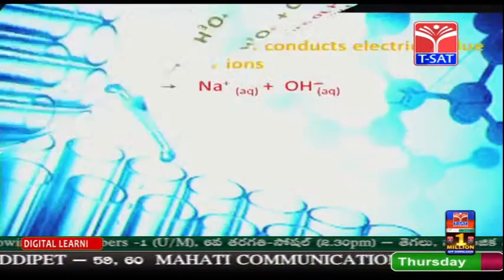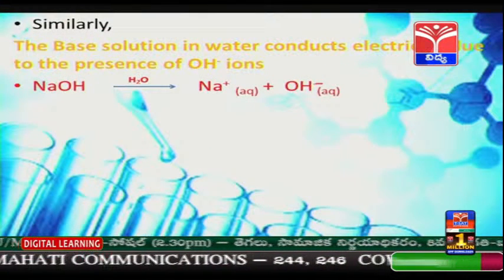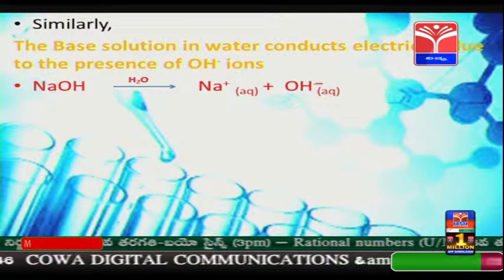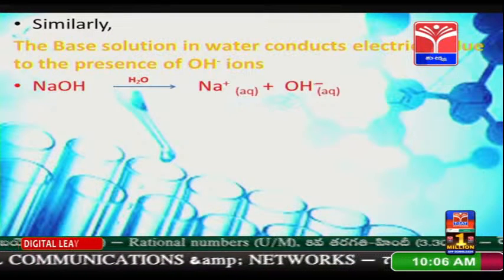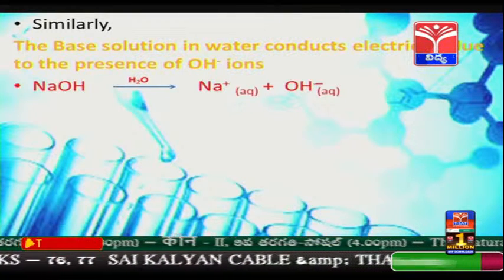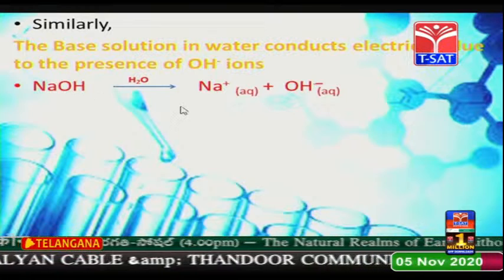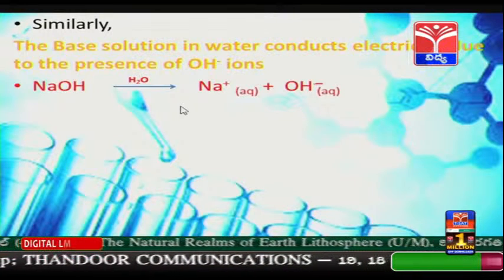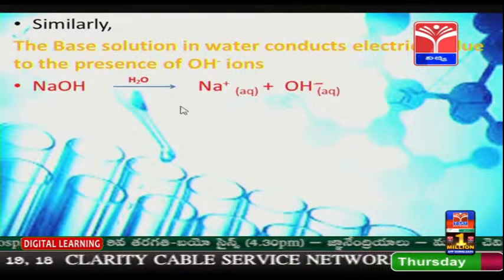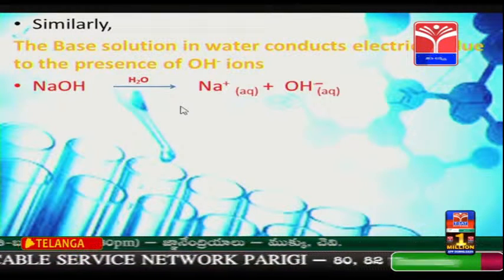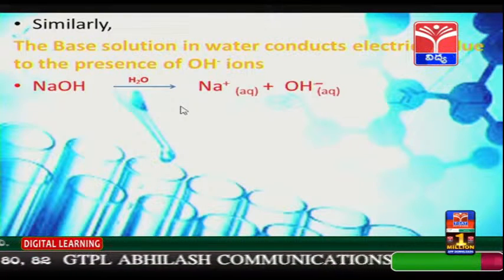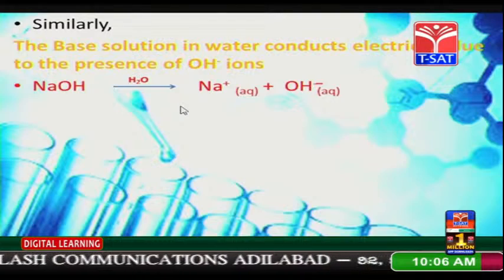Similarly, a base solution in water conducts electricity because of the presence of OH minus ions. Let us take the base sodium hydroxide, NaOH. When it is dissolved, it dissociates into Na plus and OH minus ions. Because of the presence of OH minus ions, the base solution also conducts electricity. When the same experimental setup is taken, the bulb glows in the presence of OH minus ions.